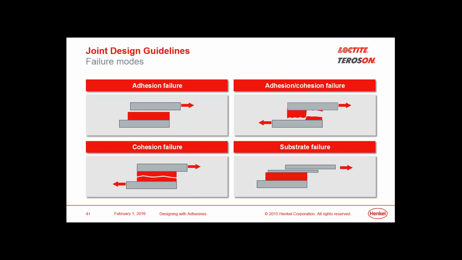Underneath that diagram on the bottom left of your slide, you see where it says cohesion failure. In this case, the adhesive has not debonded at all. In fact, the adhesive residue is still stuck to both adherends or both substrates, and you have simply compromised the cohesive strength of the polymer matrix that is the cured adhesive. That is traditionally the most desirable type of bond joint failure when doing a destructive test.